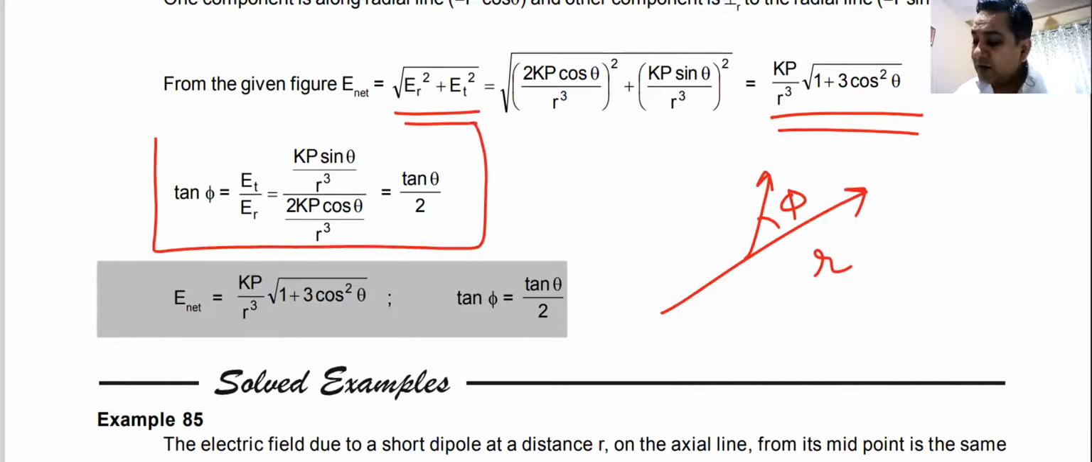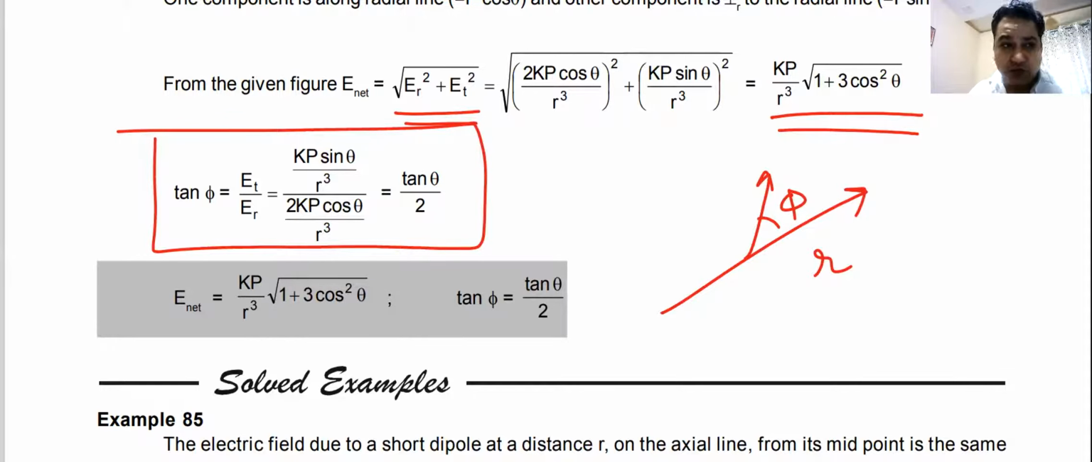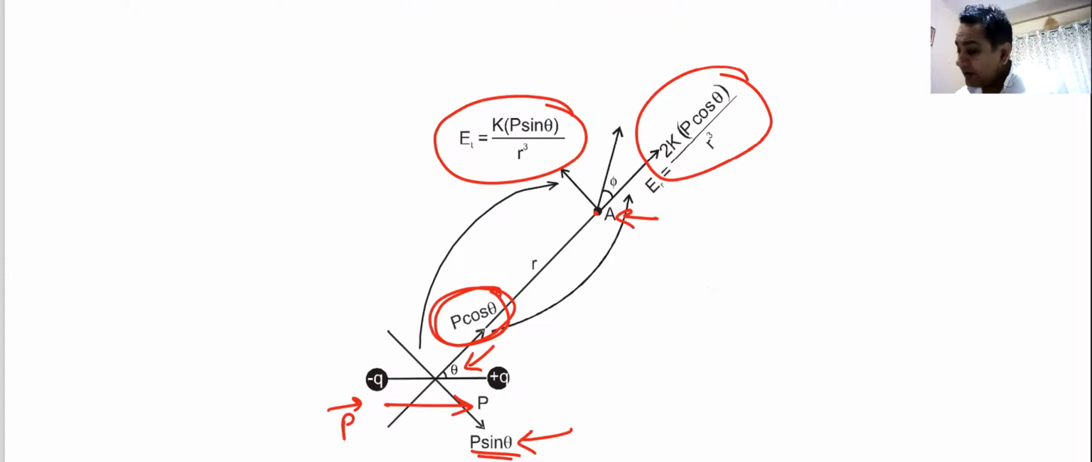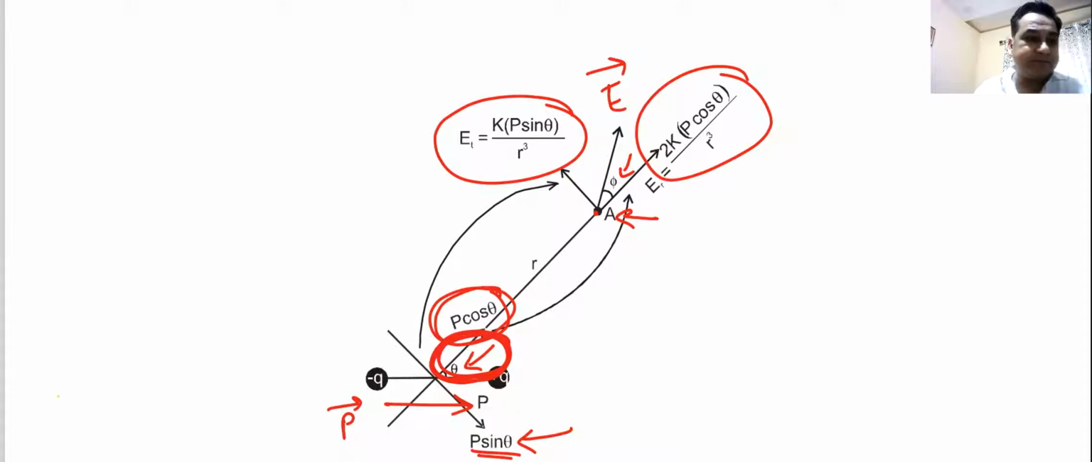Tan phi will be equal to tan theta by 2, where theta is the angle that the radius vector makes with the dipole axis. That is theta, and this is phi, and this is your E net. Do we understand this, all of you? This is how you can find the electric field at any general point of this dipole.